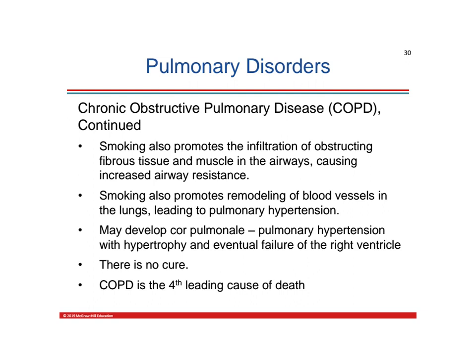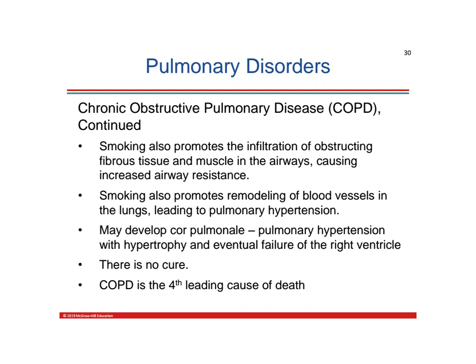And what smoking does is it triggers excessive mucus production and inflammation. In people with chronic obstructive pulmonary disease, smoking may promote the infiltration of obstructing fibrous tissue and muscle in the airways, causing increased airway resistance. Smoking may also promote remodeling of blood vessels in the lungs, leading to pulmonary hypertension. Recall that the systemic circuit has a mean arterial pressure of about 100 millimeters of mercury. The pulmonary circuit has a mean pressure of only about 15 millimeters of mercury. It's about 25 during systole and only 8 during diastole.